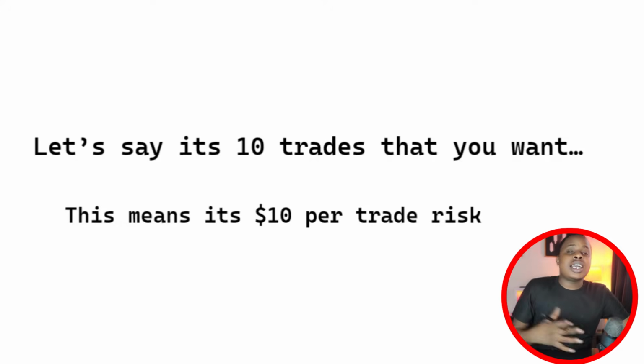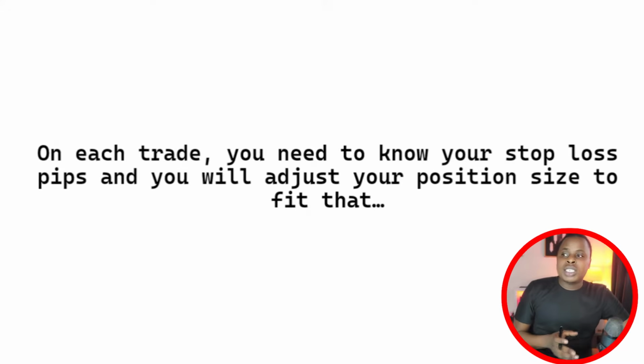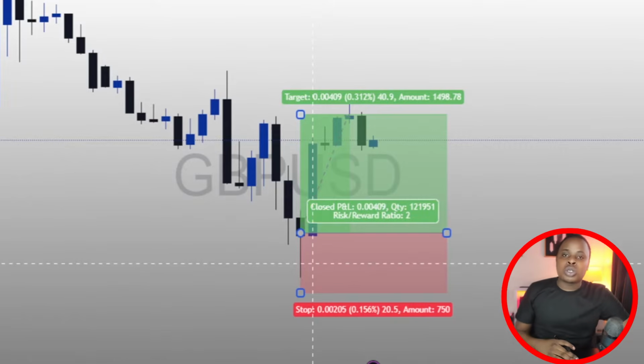Now let's say I choose 10. If I choose 10 trades, this means I'm going to be risking $10 per trade. Now, on each trade, I need to know what my stop loss is and how I adjust my position size to fit that risk to $10. I'm going to show you an example.